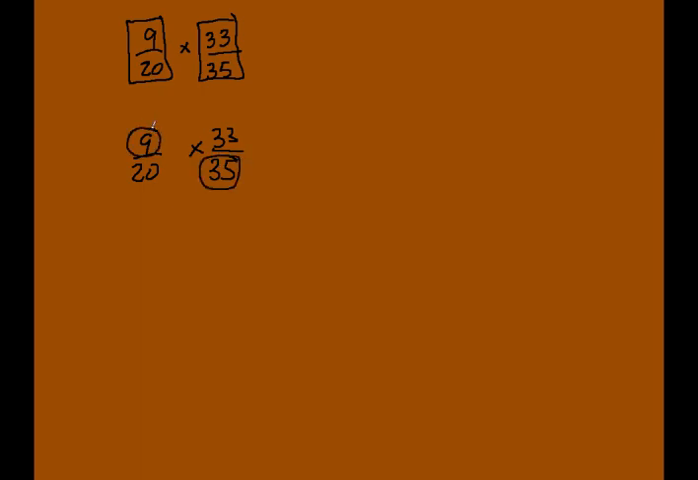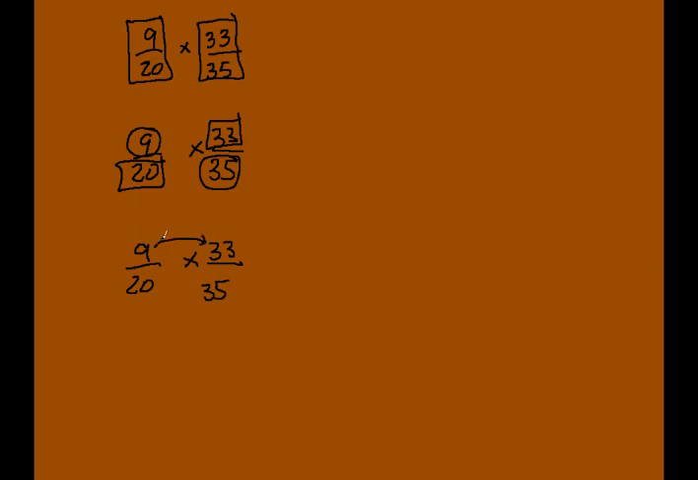Let me just go across. Try to do the 9 with the 35 instead. Now again, I cannot reduce the 9 and the 35. There's no number I can think of where I can divide the 9 by that number and 35 by that same number. Or try to reduce the 33 with the 20. Again, there's no number I can think of that I can divide 33 by and 20 by as well. Now, whenever that happens, you only have one choice left. You just have to go ahead and do the problem.